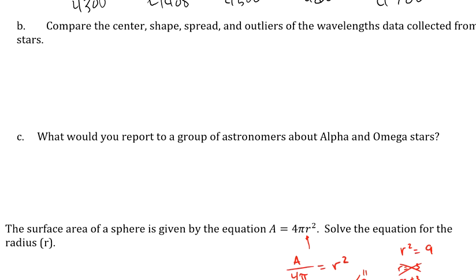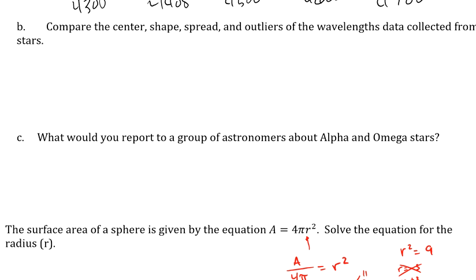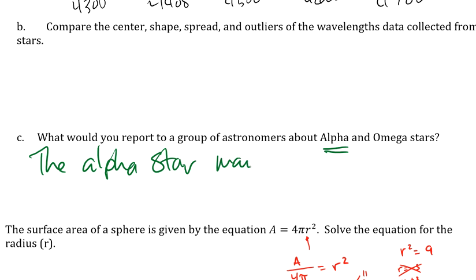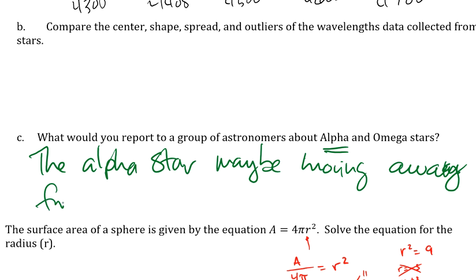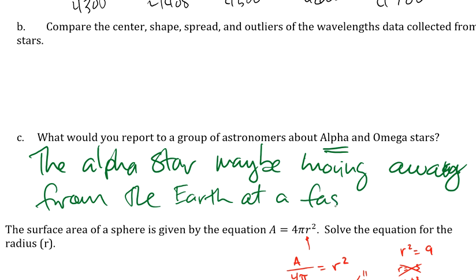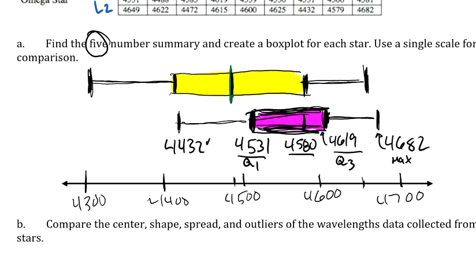So down here I could say, what would be a report? I might say that the alpha star may be moving away from the Earth at a faster rate. So that's one thing that may be happening here.